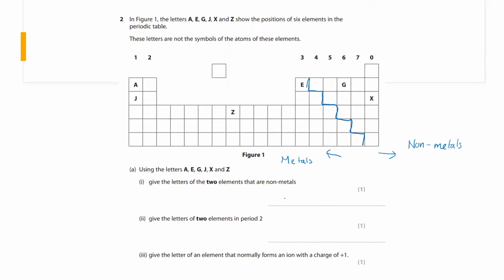So 2 elements, so you've got G and X on this side. Give the letters of 2 elements in period 2. Okay, this is where people might get confused because these numbers at the top are groups. The groups go down, periods go across, and actually, sneaky up, hydrogen and helium are actually period 1. So period is actually how many shells they have. So this is period 2. A lot of people would get that mixed up with group. So you could have A and E.